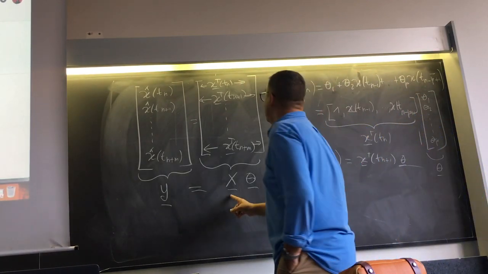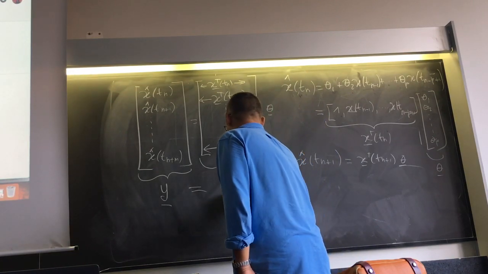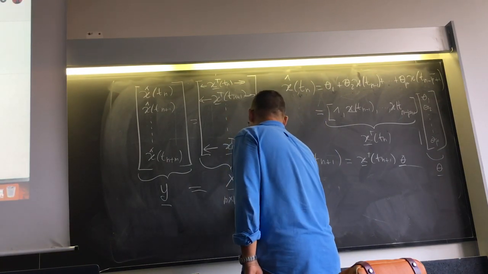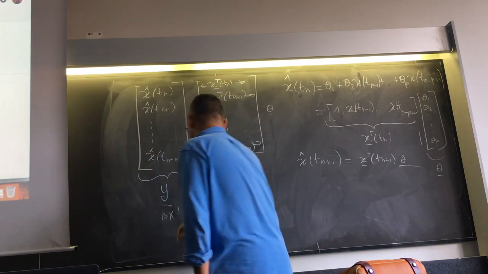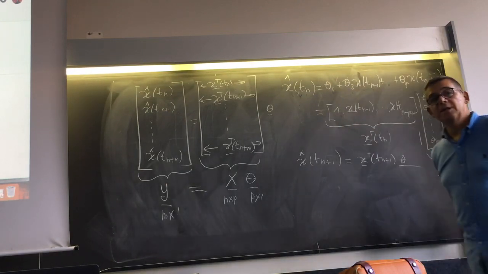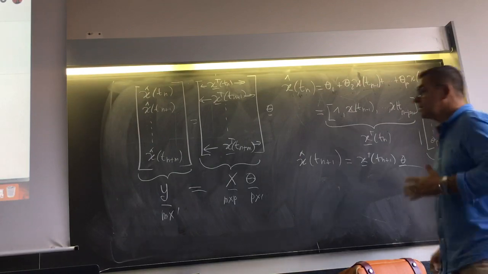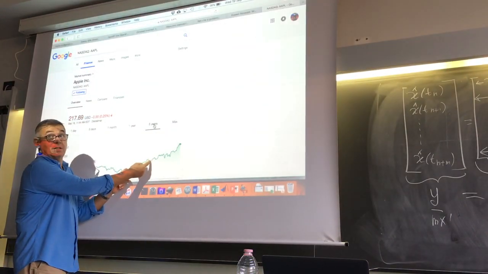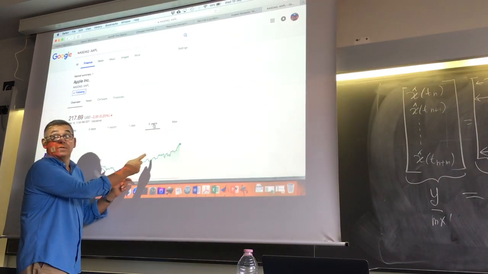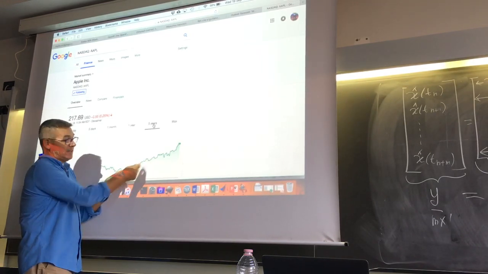So this one is m times p. This is p times 1. And this one is m times 1. Always put a dimension in every problem. Okay? So that means essentially that I'm using a set of segments, which is m. M can be 10, 20, 50, 200, doesn't matter. Okay, so I use a set of segments like this one.